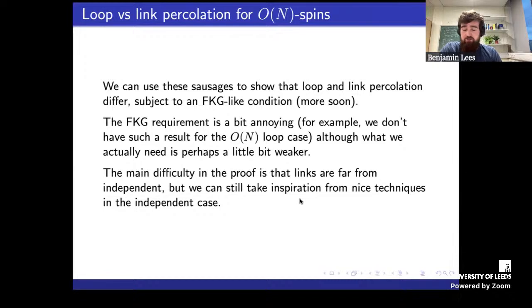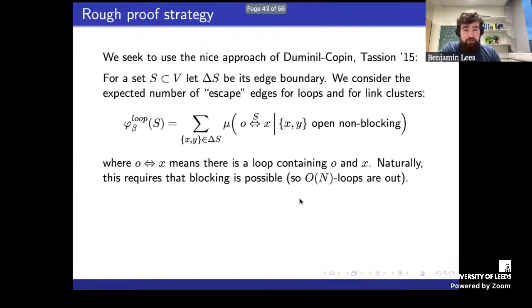And of course, if we're talking about nice techniques from Bernoulli percolation, some names crop up all the time. And we want to take inspiration from a very nice result, or a very nice method, of Duminil-Copin and Tassion, who did this for Bernoulli percolation and the Ising model, but they also have a very nice summary for just the Bernoulli percolation case, which I recommend looking at. It's only a few pages and very, very nice. We'll get to what they do as we go, as we try and imitate it.